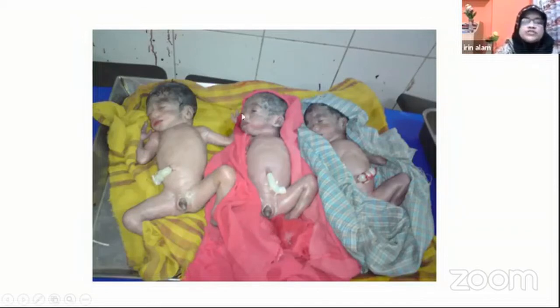What may be the complications of multiple pregnancy? This is a triplet pregnancy. During pregnancy, there may be an increased chance of abortion or preterm labor. There may be polyhydramnios, gestational hypertension or gestational diabetes mellitus. And during labor, there may be preterm labor, and there may be a chance of postpartum hemorrhage and instrumental delivery. These are the complications of multiple pregnancy.